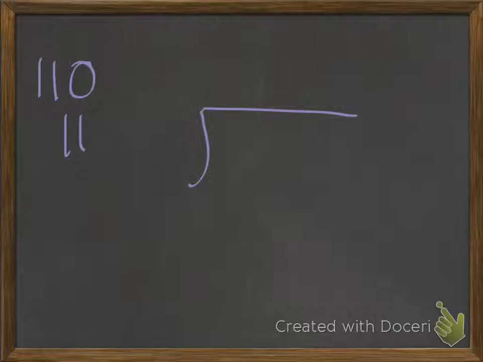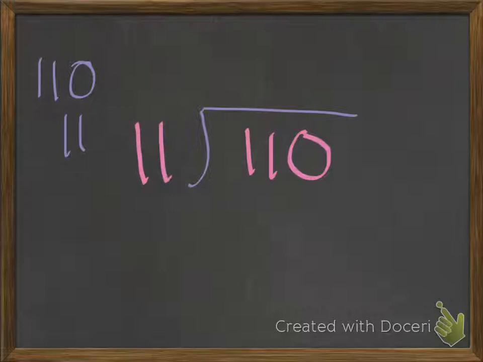So 110 and 11 are the numbers from the problem. 110 is being divided, so it is the dividend. 11 is doing the dividing, and it's the divisor, and then we have to find out what the quotient is. So I have 11, and I'm going to see if I can put that into 110.